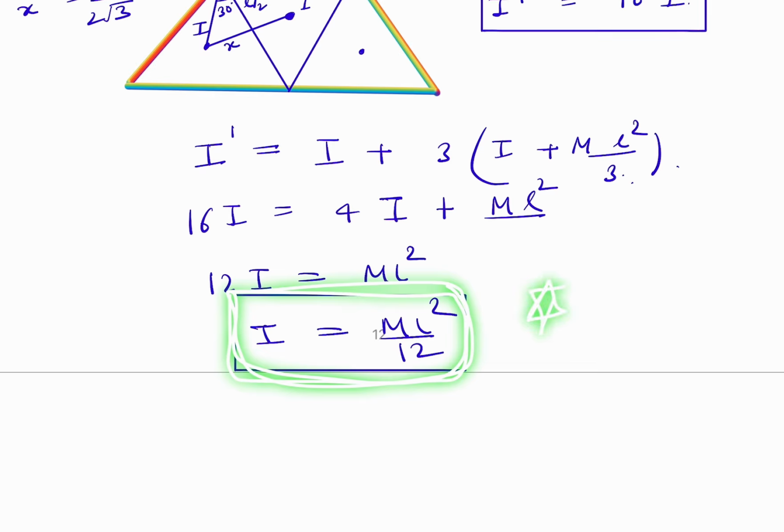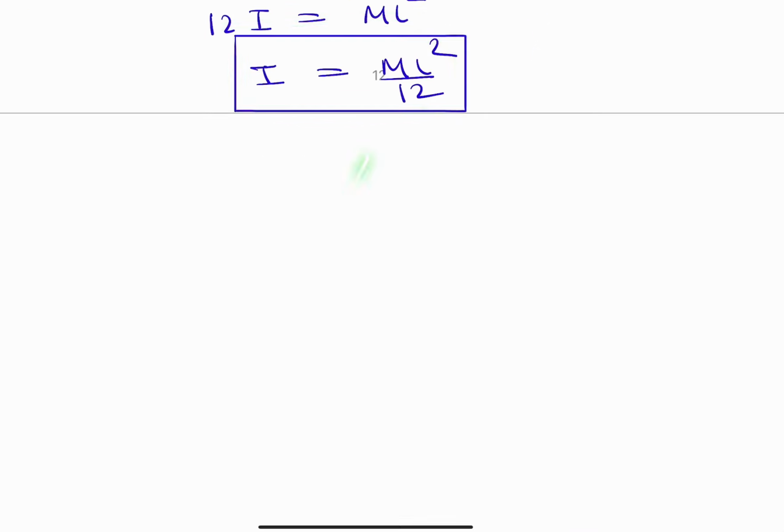Very, very important formula. Directly what you will remember: for an equilateral triangle, about the centroid perpendicular to the plane, it is ml square by 12. Got it?